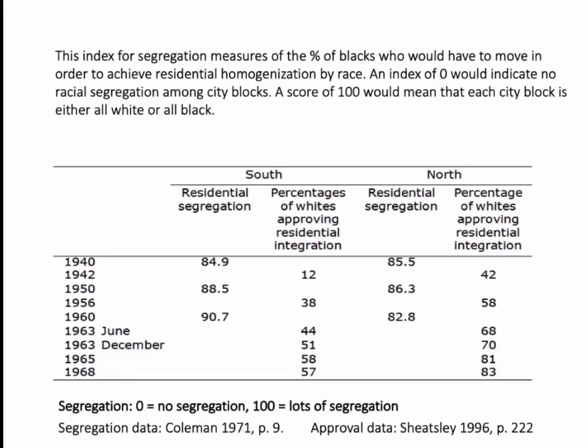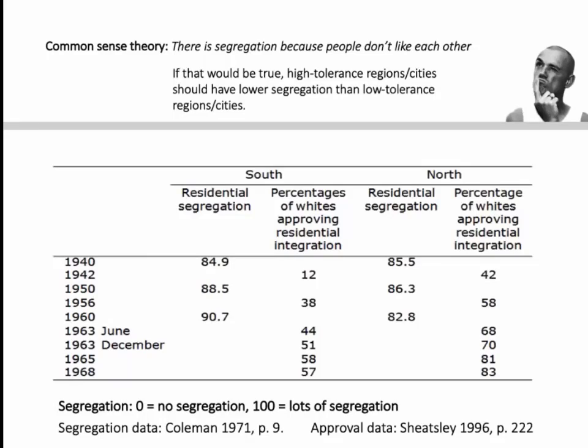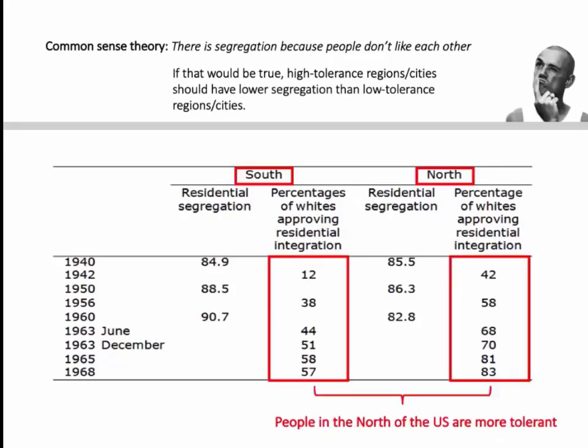Okay, so now you see data for the north and the south in the US, northern states, southern states, and you see data for residential segregation. These are the numbers that I talked about. And then you see percentage of whites approving residential segregation in the columns next to it. Okay, so remember what I said, if segregation is because people don't like others who are dissimilar to themselves, then high tolerance regions, cities should have lower segregation than low tolerance regions or cities. Okay, let's first compare the people from the south and the north. Remember this is directly after the war. The American Civil War is still far away, but still you could see a big difference in northern states versus southern states.